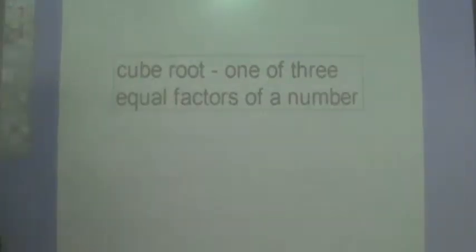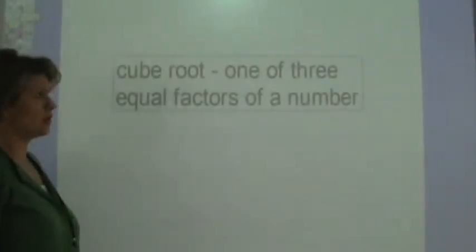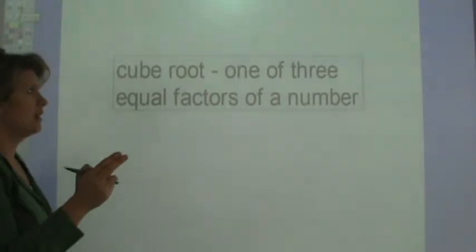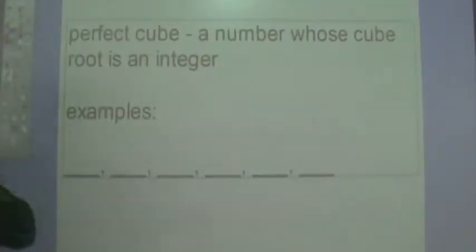Okay, so cube root is one of 3 equal factors of a number. If you remember, square root was one of 2 equal factors. Okay, this one's one of 3. So a perfect cube is a number whose cube root is an integer.